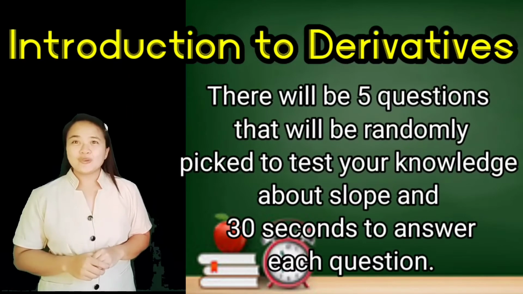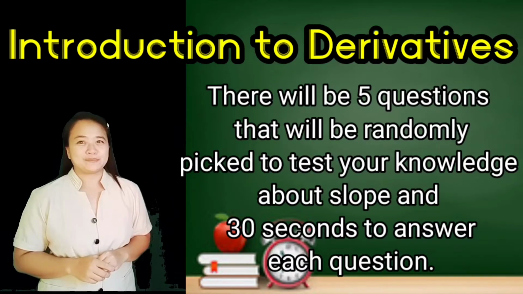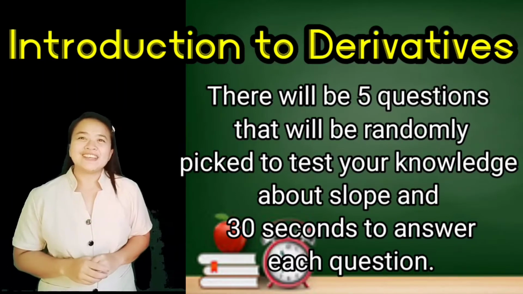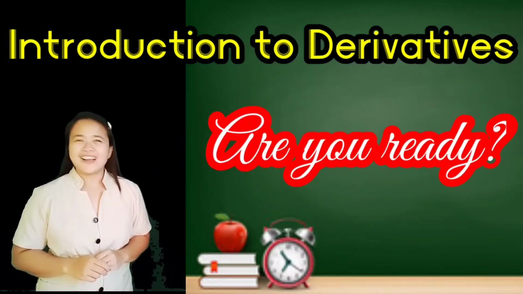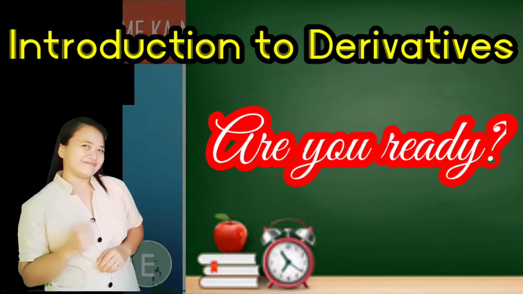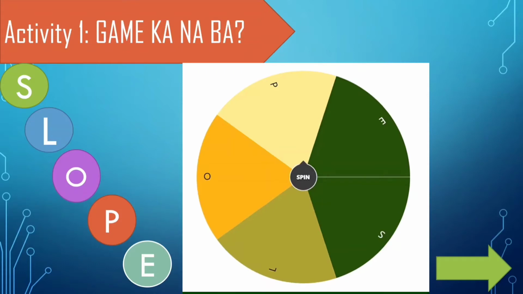There will be 5 questions that will be randomly picked to test your knowledge about the slope. You are given 30 seconds to answer each question. So, are you ready? I know you are, so let's start. Okay, so we have the letters S, L, O, P, E. So let's start spinning our spinner.